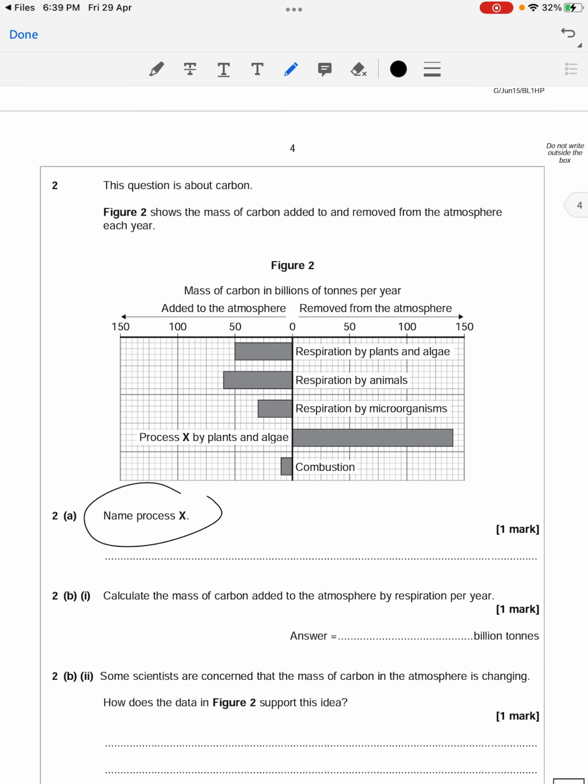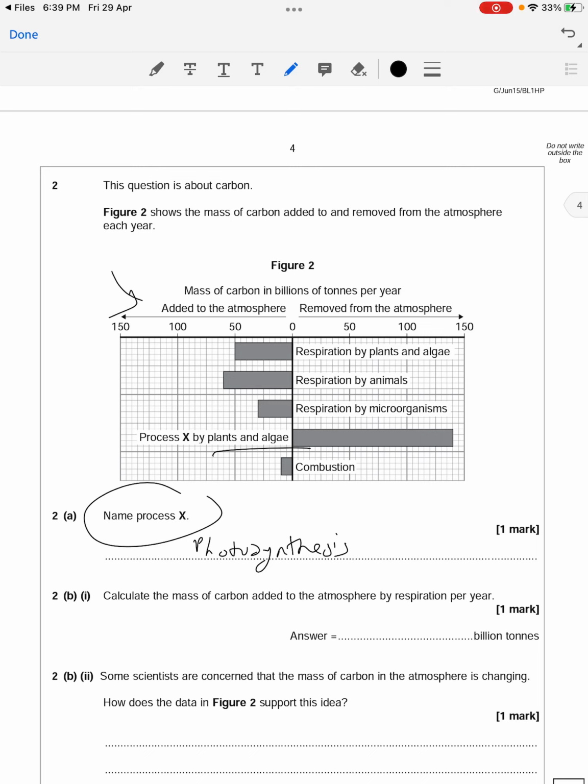Name process X. Figure 2 shows the mass of carbon added to and removed from the atmosphere each year. We know that for plants and algae, photosynthesis is a process that removes carbon from the atmosphere. Calculate the mass of carbon added to the atmosphere by respiration per year. So this is something that we have to understand.